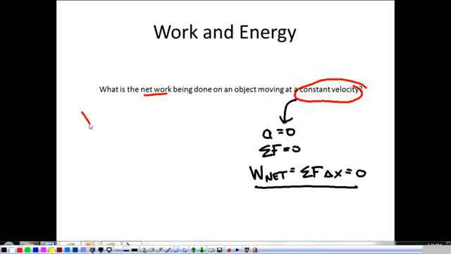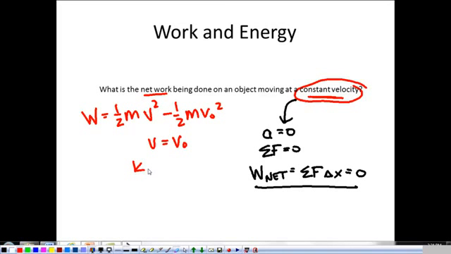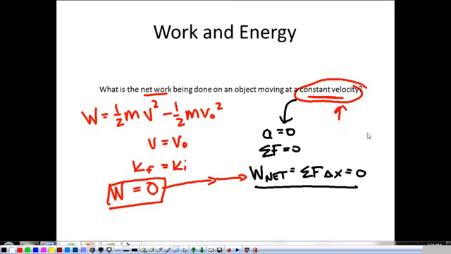On the other hand, we could also say that work is equal to my final kinetic energy minus my initial kinetic energy. But if I have a constant velocity, the initial velocity and the final velocity are the same. So my initial and final kinetic energies are equal to each other, also telling me that the work is 0 anytime we move at a constant velocity.